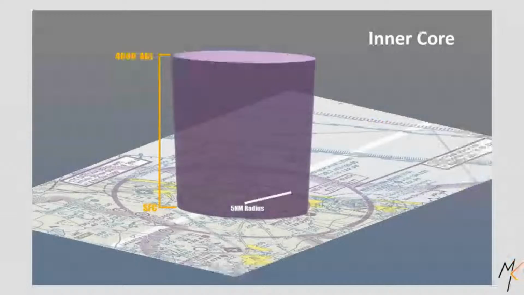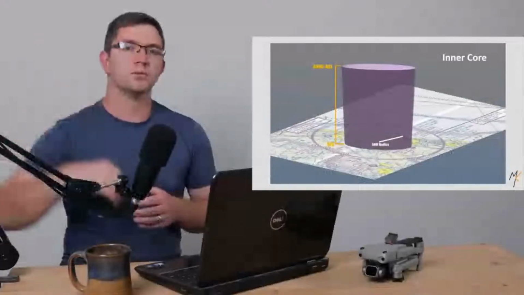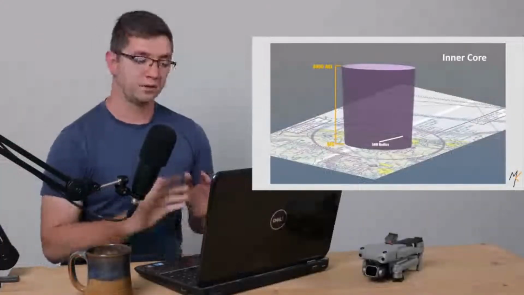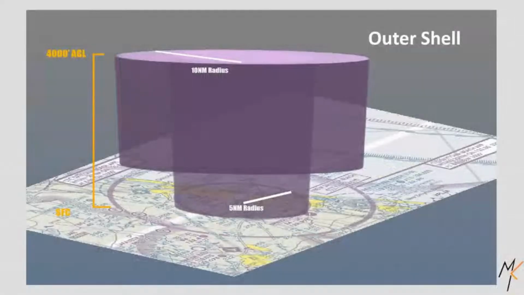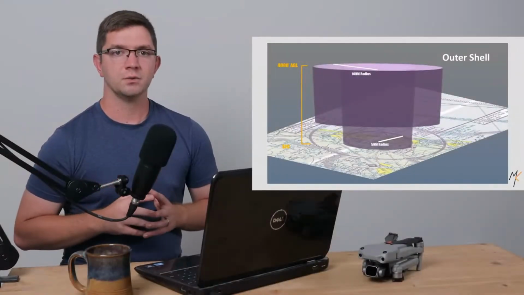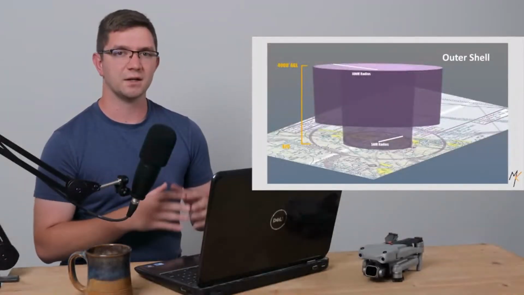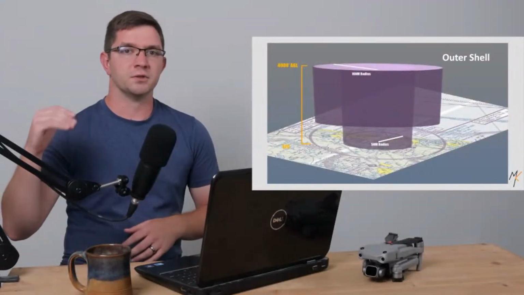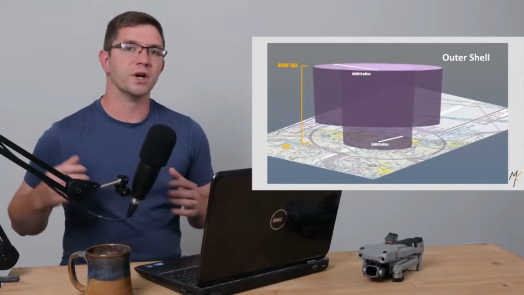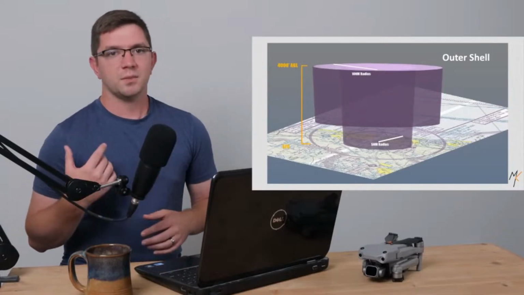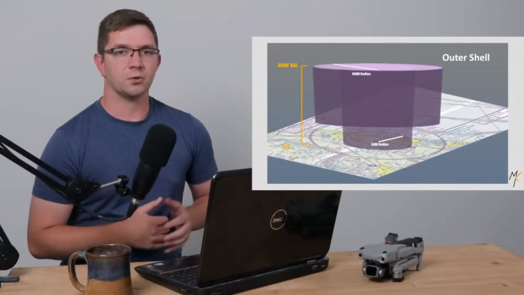If we look at the inner core, Class Charlie goes as far as 5 nautical miles and starts from the surface all the way up to 4,000 feet AGL. Let's take a look at the outer core. This outer shell is twice as far at 10 nautical miles, and starts from an altitude of 1,200 feet all the way up to 4,000 feet AGL. I do want to mention there's also an outer area, which is going to be a 20 nautical mile radius outside of these cores, and it offers vertical coverage as well. So if you're asked what the typical radius of Class C airspace is, you might want to say 10, but it's actually 20 nautical miles.